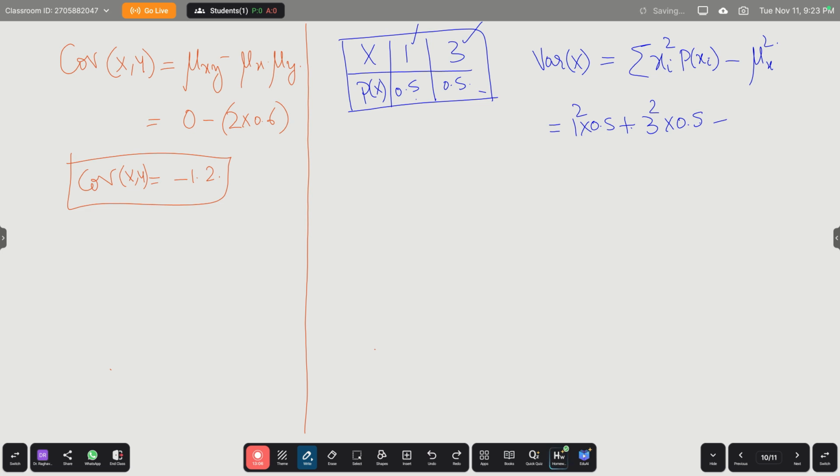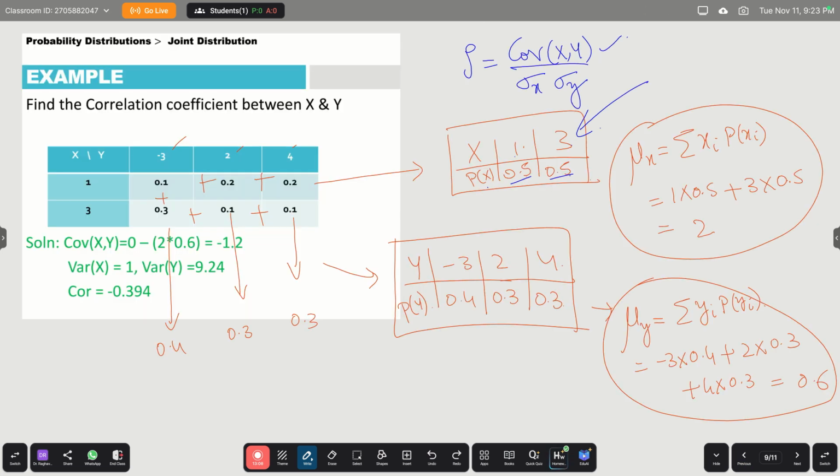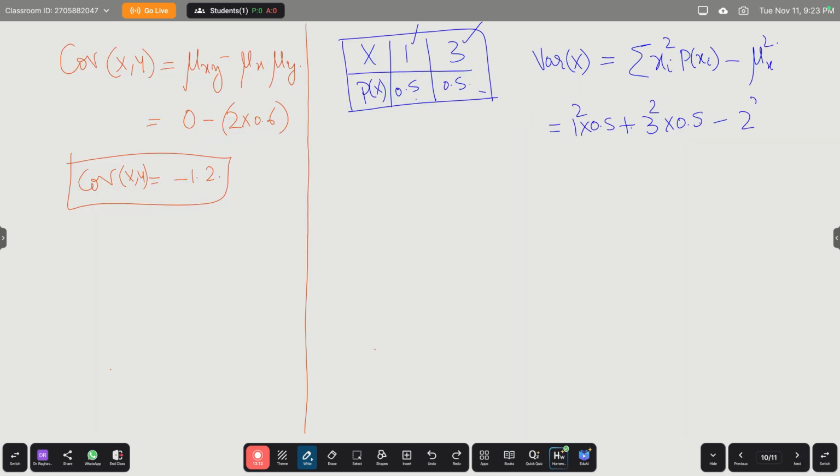Minus mean square. And what is the mean of x? Mean of x is 2, so this will be 2 square. So this is 0.5 plus 9 into 0.5, which is 4.5, minus 4. So variance is 1. Since the variance is 1, the standard deviation of x is square root of 1, so the standard deviation of x is also 1.